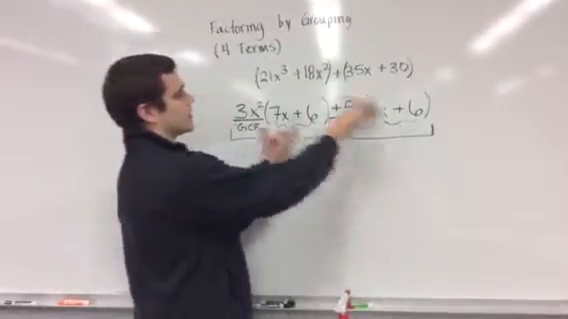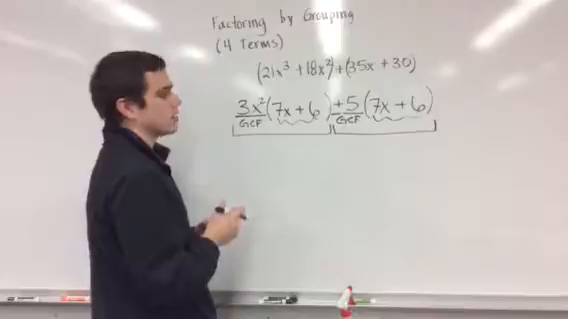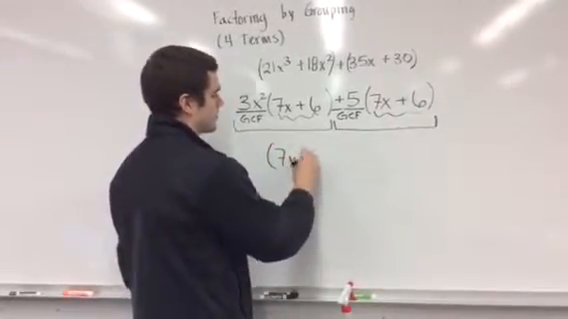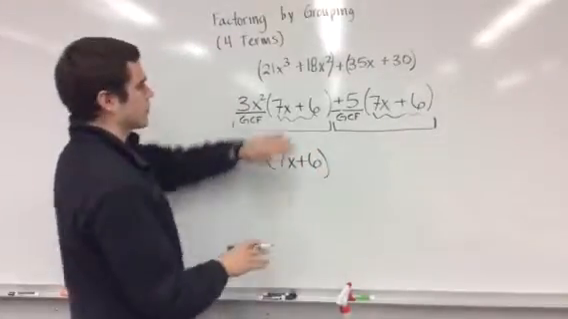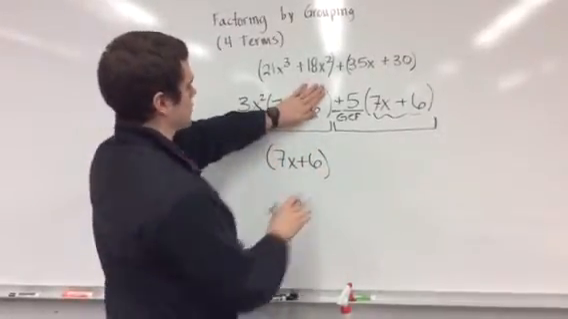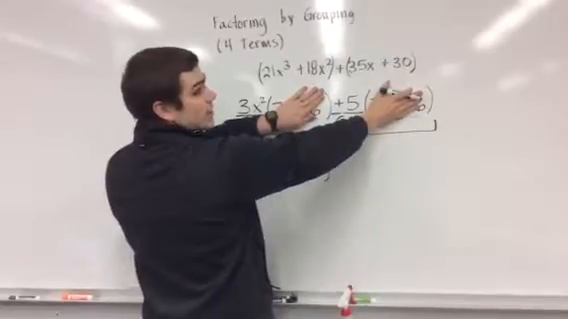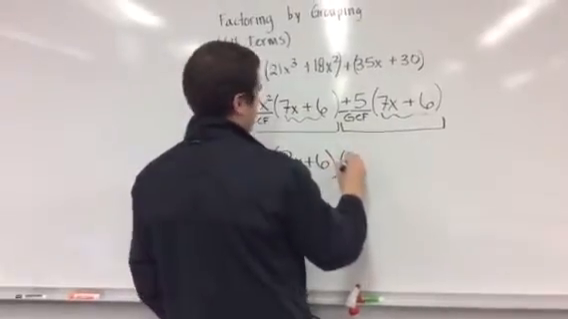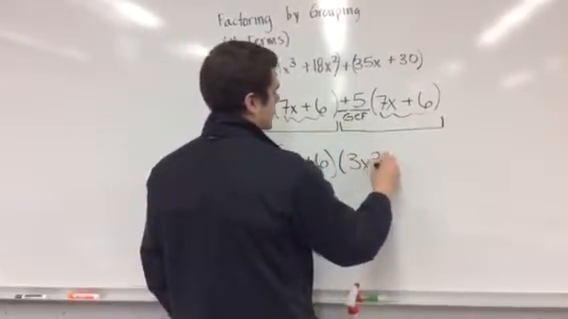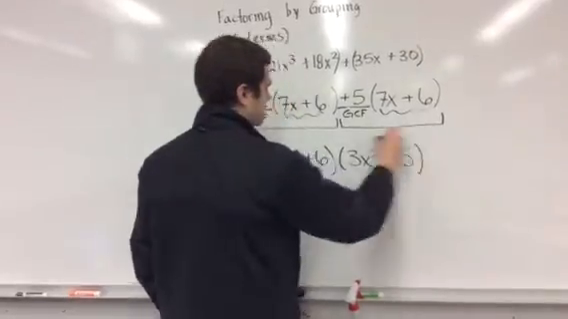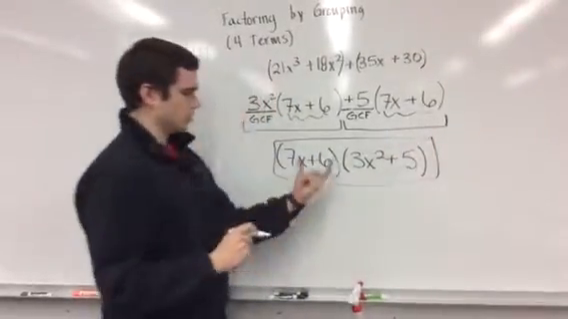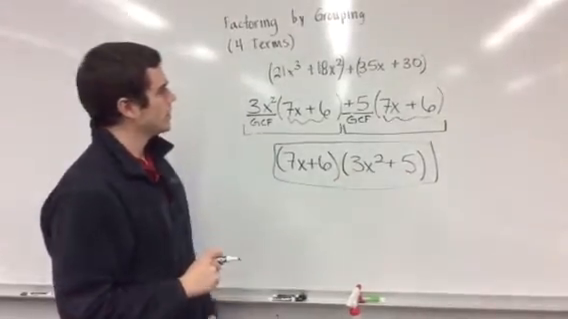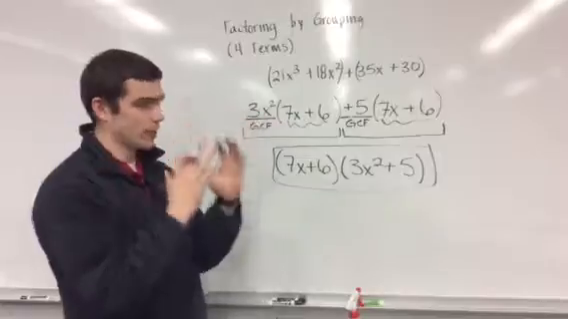So you're going to factor out what's in common from those two bigger terms. So you're going to factor out 7x plus 6. And then what's left over, if you cover up 7x plus 6 and 7x plus 6, is 3x squared plus 5. And that's your second term. 3x squared plus 5. And there's your answer. So you're looking for two binomials multiplied together. That's your answer. So when you have 4 terms, you factor it by grouping.